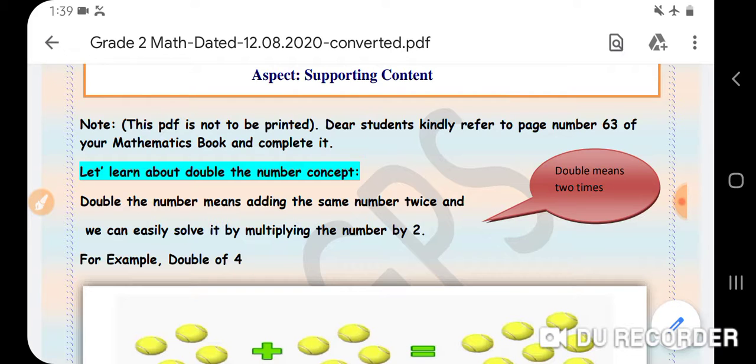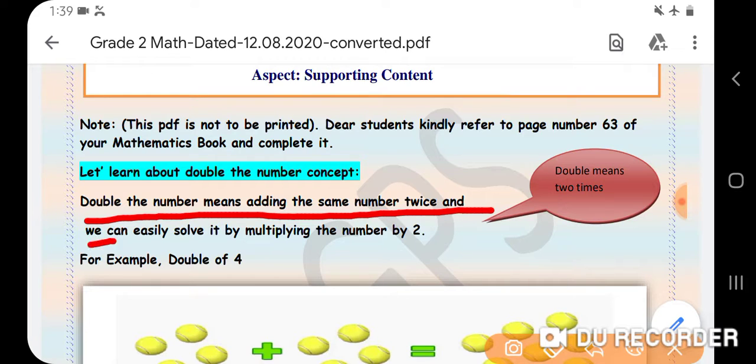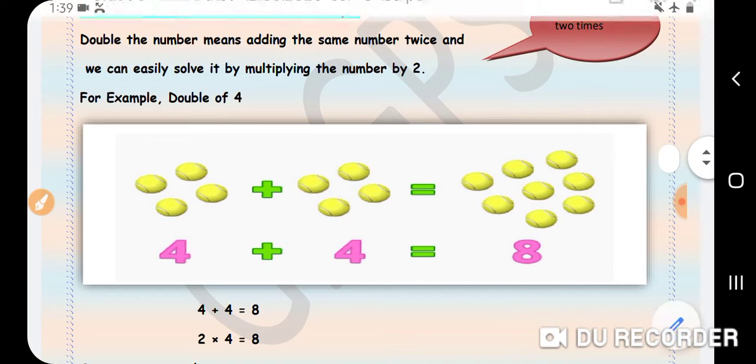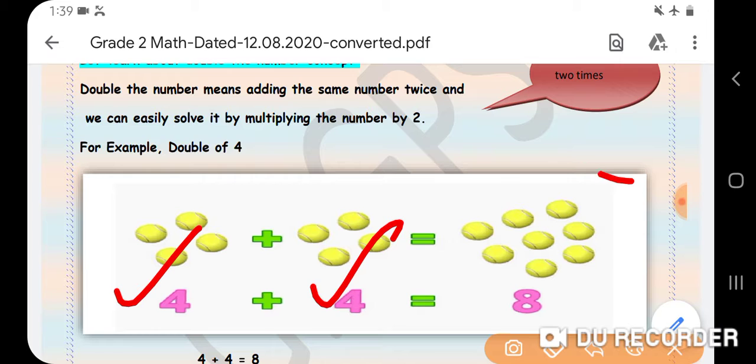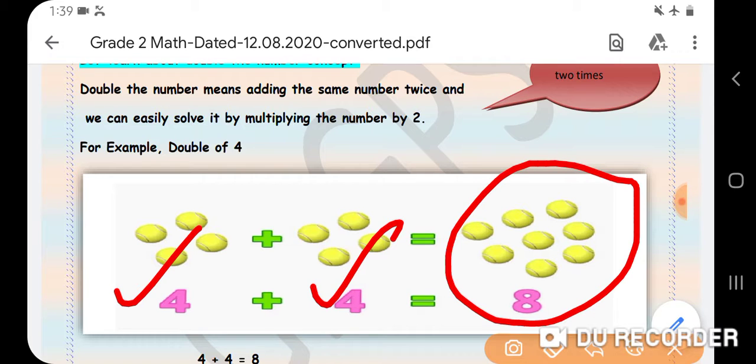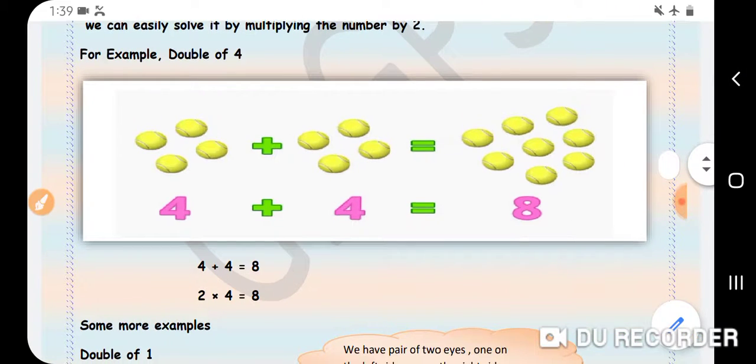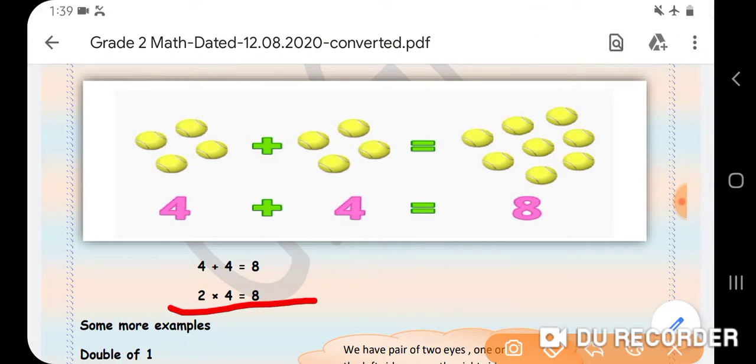Okay, now let us see this example. Double the number means adding the same number twice, and we can easily solve it by multiplying the number by 2. Let us see the example. For example, double of 4. I am having 4 balls here plus 4 more balls, and what is the total? It is 8. So 4 plus 4 is 8, or we can say 2 times 4 is 8 because we are adding 4 2 times.